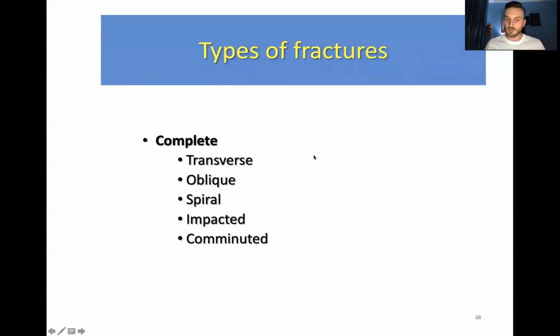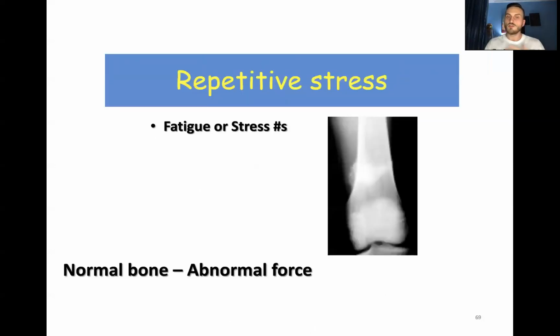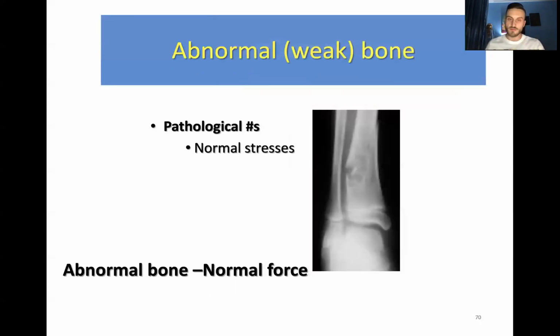For the complete fractures, we have transverse, oblique, spiral, impacted, and comminuted. This is called repetitive stress. Usually in dancers, sports people, army people, they keep on putting pressure on the same limb, and in the end they will have sclerosis here, and you can see callus formation. So it's normal bone, but you have abnormal forces, a lot of tremendous forces coming to the bone. Athletes, army people, and dancers. On the other hand, we have something called pathological fracture. It's normal forces, but abnormal bone. The bone is weak.